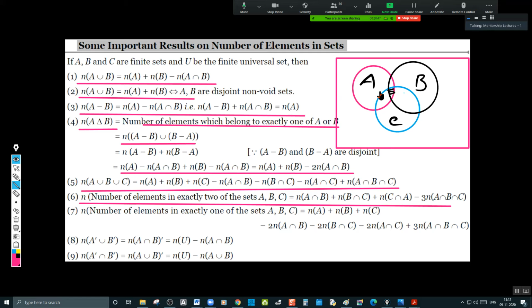See, what is the meaning of A intersection B? This is A intersection B. But what is it that is needed? Exactly two of the sets. But here, what is happening? This part includes C also. Which part? I'll change the color and show you. This part is included.